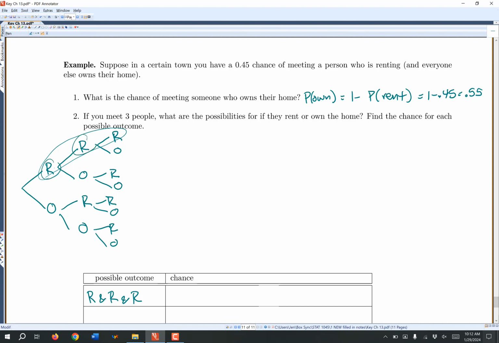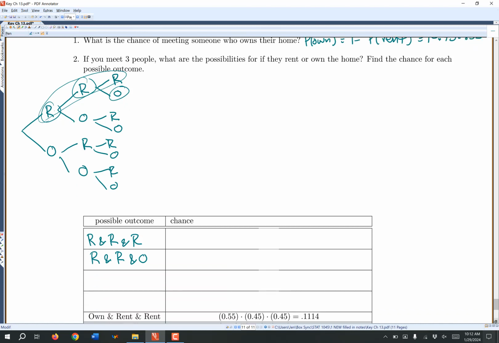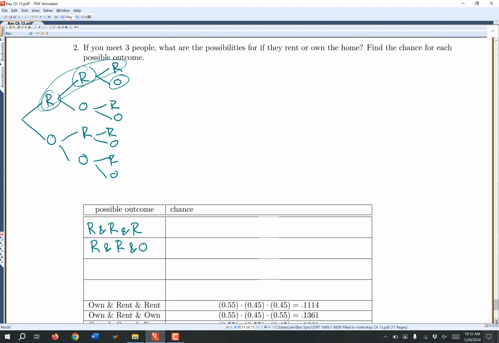Okay, or I could have done rent and own. That's another possible outcome. I could have got rent and own. And so I just go through and I list out all of the possible outcomes. So I could do rent, own, rent. Rent and own and rent. Or I could do rent, own, own. Rent and own and own.